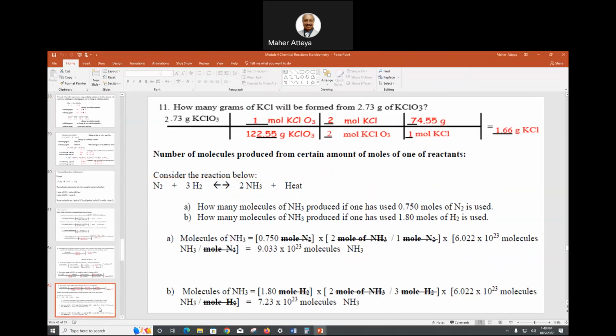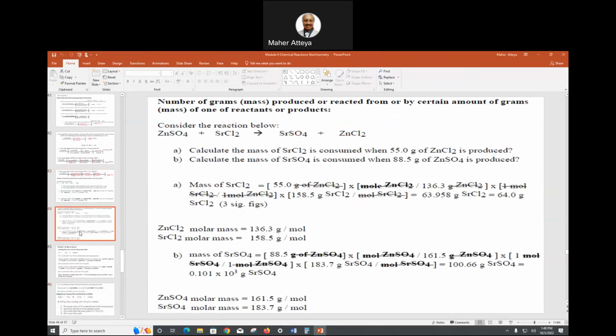Same calculation. Here is the same number of grams produced, reacted by a certain amount of grams, mass of reactant and product. Well, here we have to be careful. This is the same calculation we did, the same 4 steps we did here. If you look at this, the next thing we have to know about is the limiting reactant. What is the concept of limiting reactant?